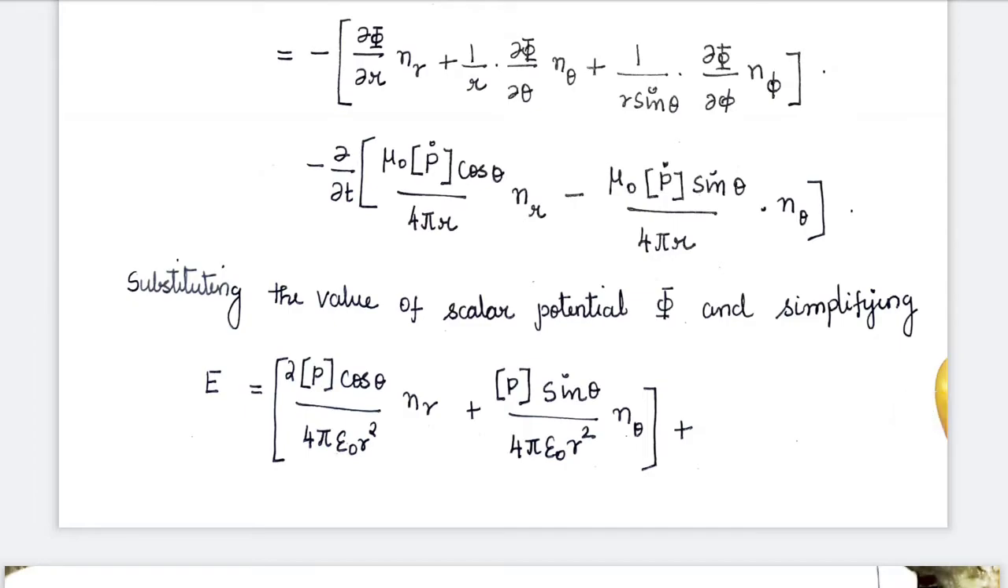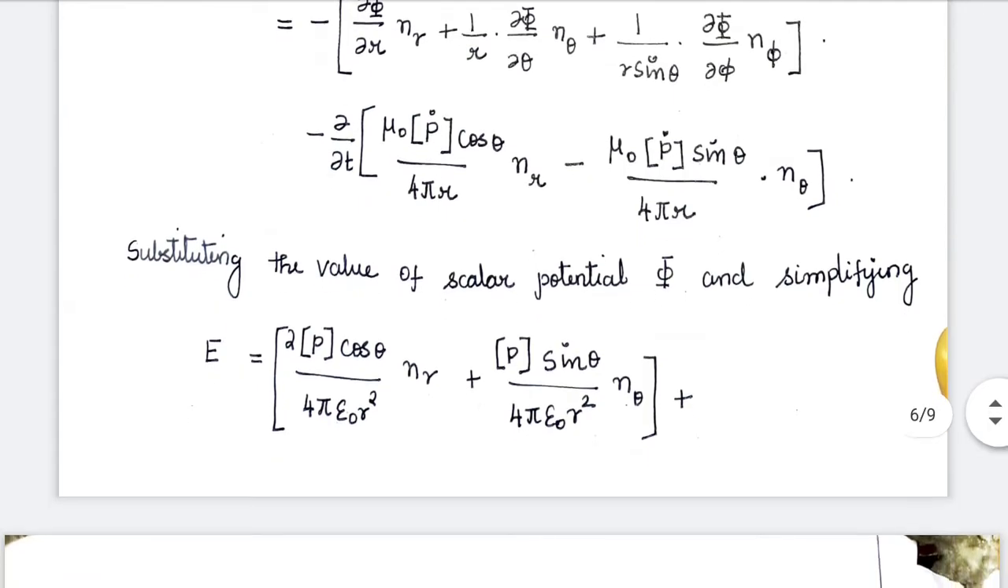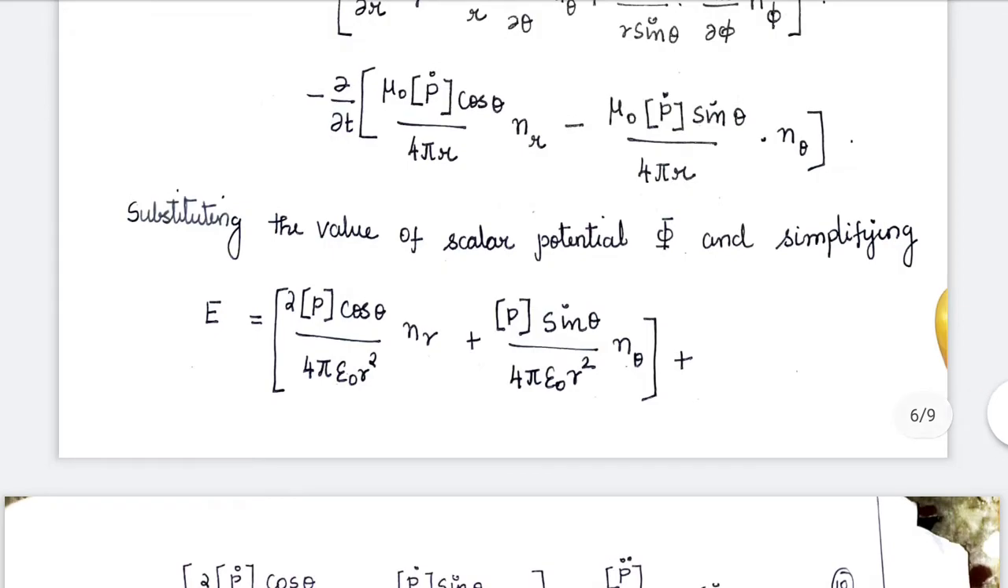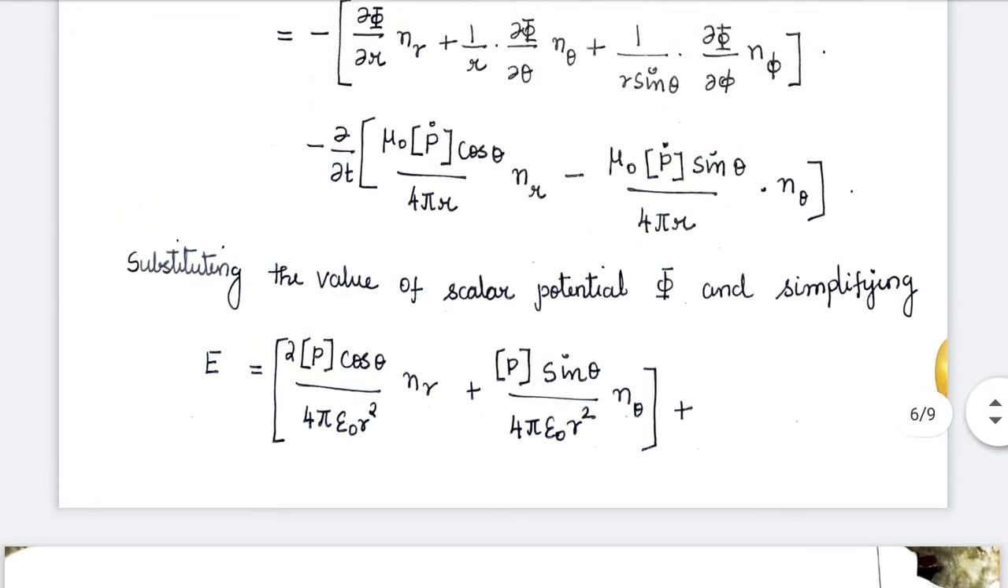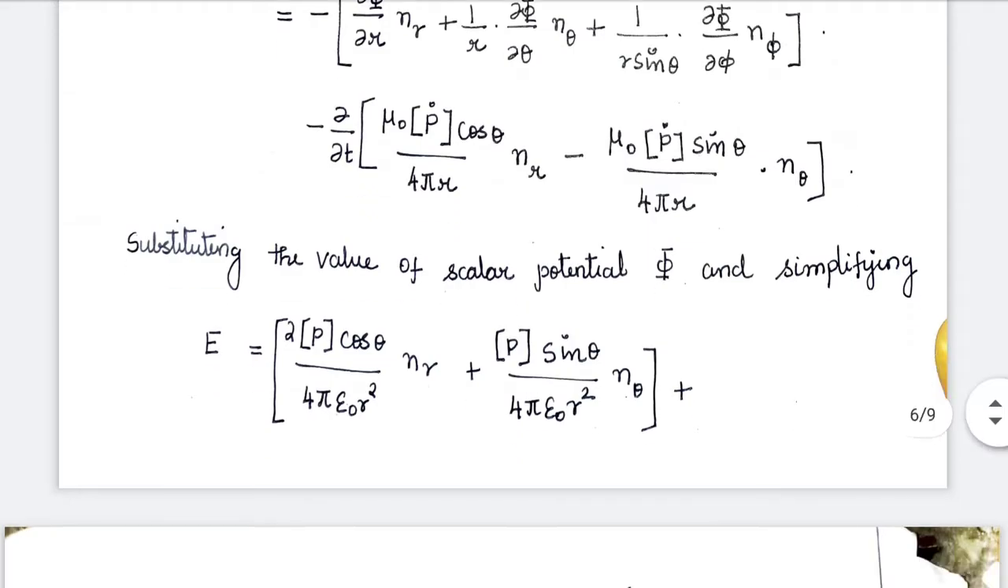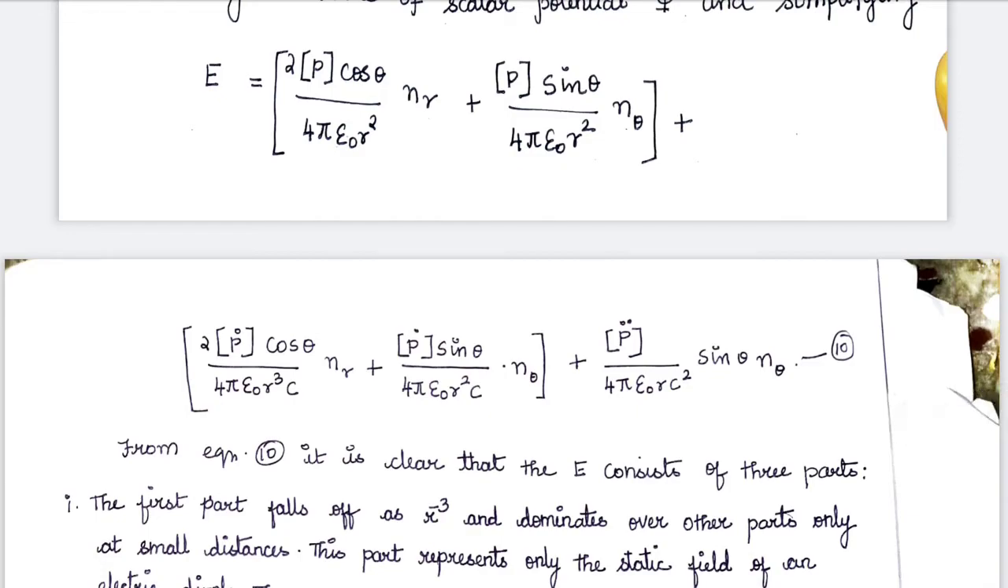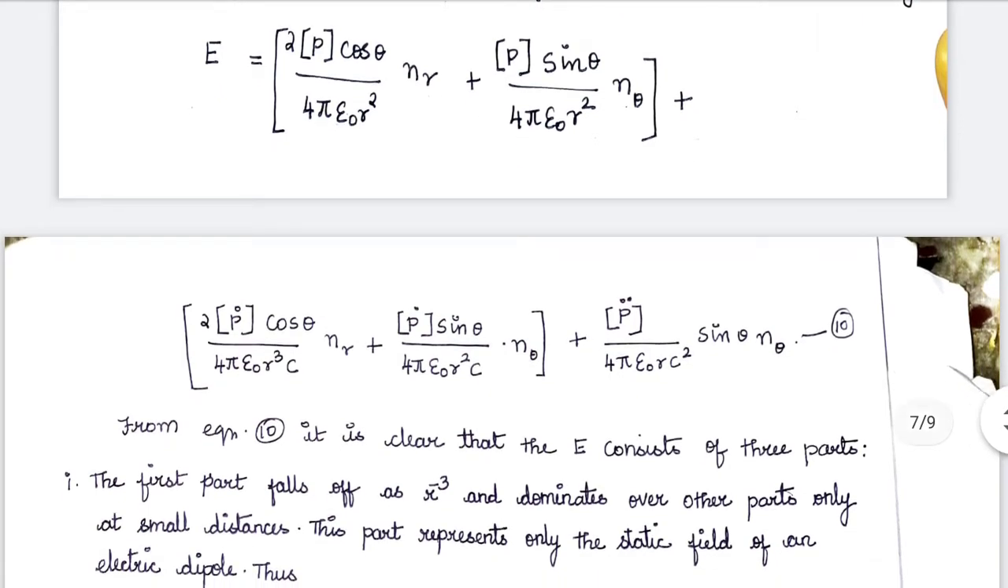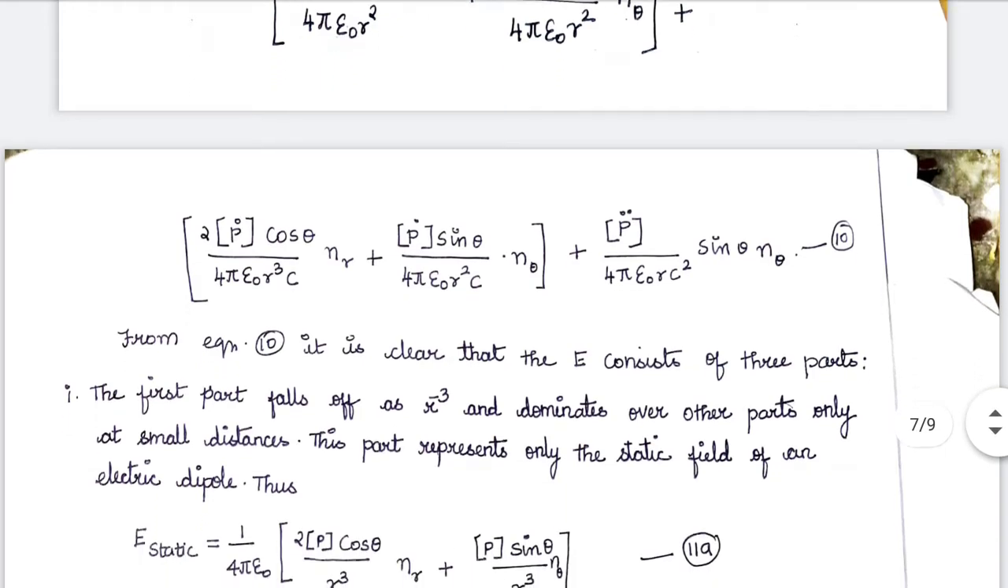So putting the value of dou phi by dou theta and everything and rearranging, we get 2p cos theta by 4 pi epsilon naught r cube into n r plus p sin theta by 4 pi epsilon naught r cube n theta plus 2 p dot cos theta by 4 pi epsilon naught r square c into n r plus p dot sin theta by 4 pi epsilon naught r square c into n theta plus p double dot by 4 pi epsilon naught r c square sin theta n theta.